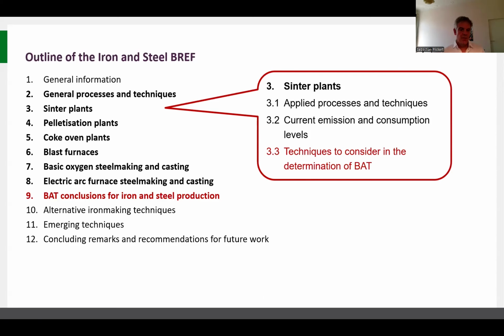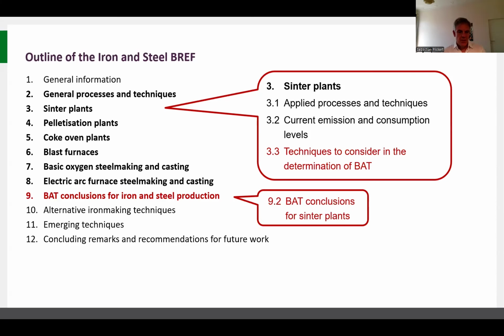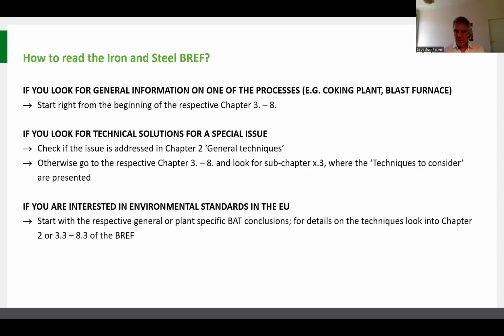Yes, here you see within the individual chapters on the plant types, you find first the description of the applied processes and techniques, then the current emission and consumption levels, and then the techniques to consider in the determination of BAT. Next, please. Within the chapter of BAT conclusions, there is also a separate subchapter which includes the specific BAT conclusions for sinter plants. And the same substructure also exists, of course, for the other plant types. Next slide, please.